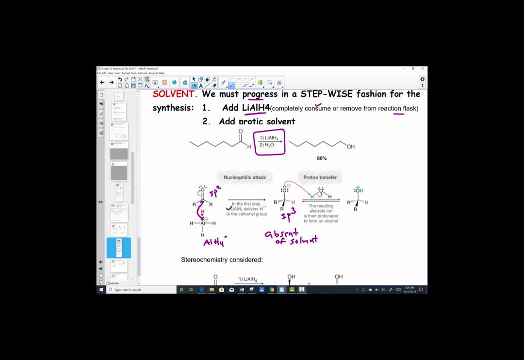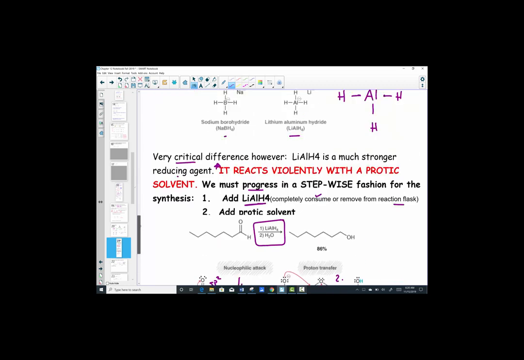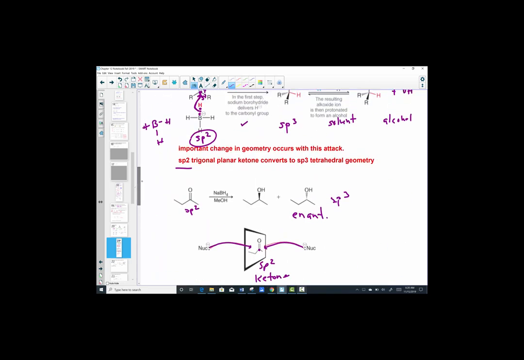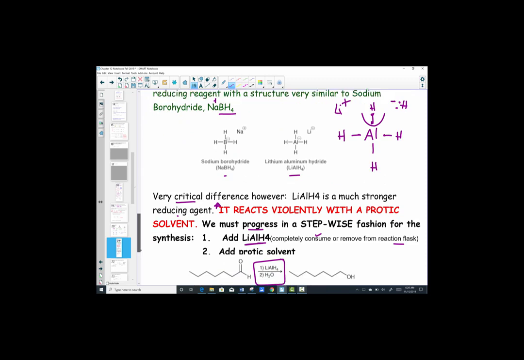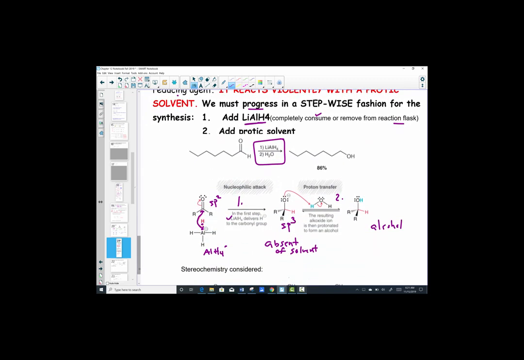Once all of the lithium aluminum hydride is consumed or removed from the reaction vessel, we have a second step. And now that's to add the solvent to protonate the alkoxide anion and produce the alcohol. So let me just remind you, in our first one where we looked at boron tetrahydride, you see the reducing agent and the solvent sitting on the same arrow. You can add them together and there's no repercussion for that. However, if we use lithium aluminum hydride, which is a more powerful reducing agent, we must carefully do it in a stepwise fashion.